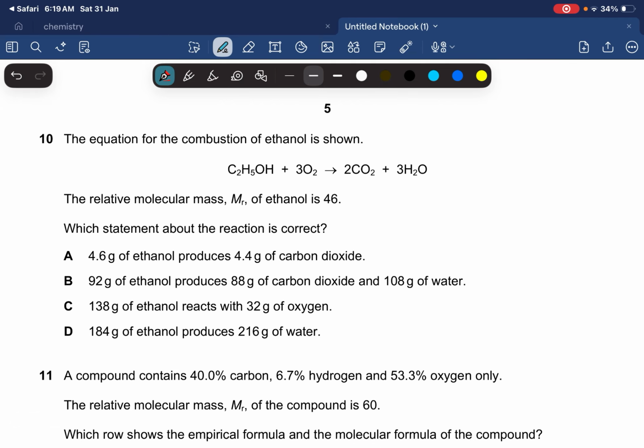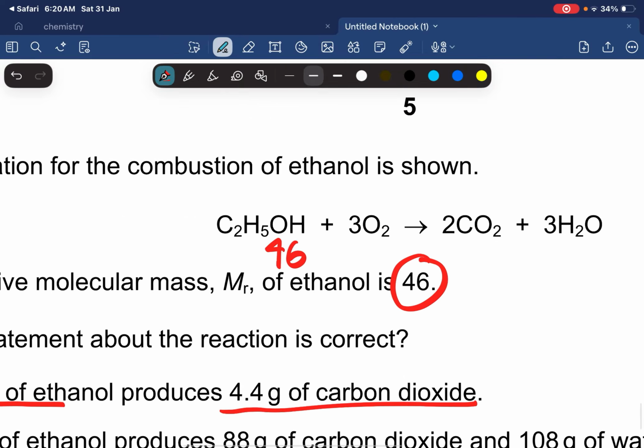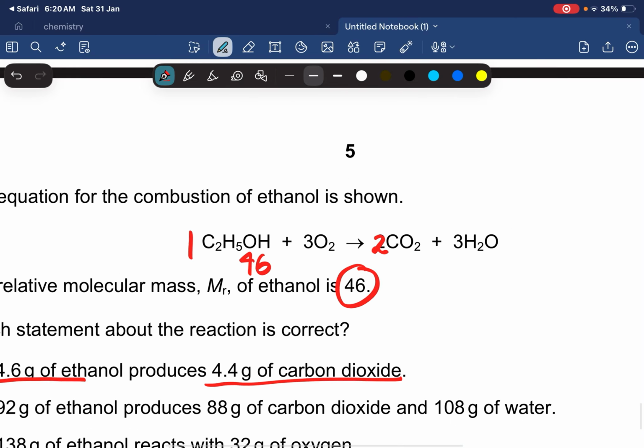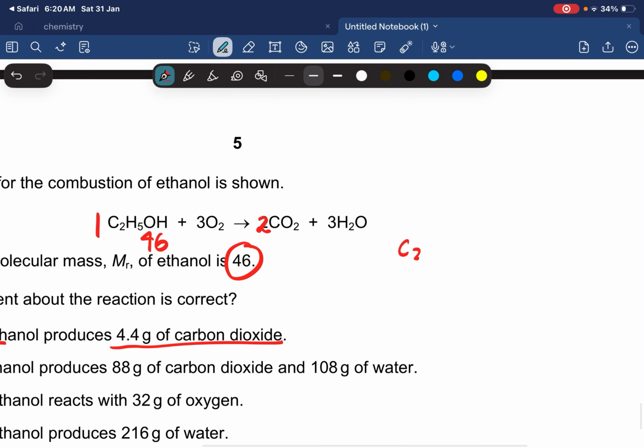The equation for the combustion of ethanol is shown. The relative molecular mass, Mr, of ethanol is 46. Which statement about the reaction is correct? 4.6 grams of ethanol produces 4.4 grams of carbon dioxide. Incorrect, because look at the ratios. It's 1:2. Write it down over here. Ethanol is C2H5OH and carbon dioxide, it's 1:2.